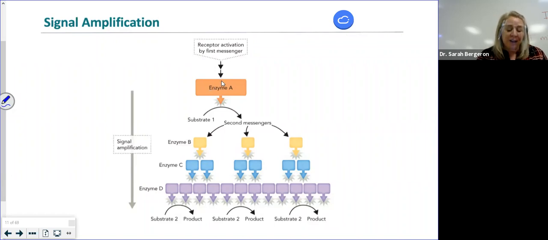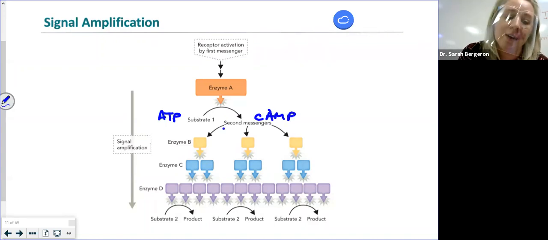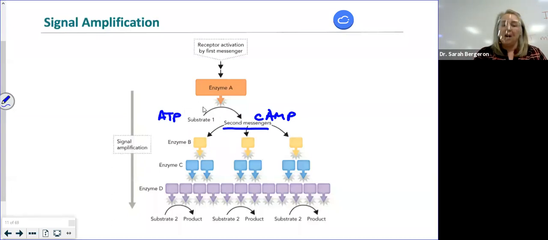It is going to activate an enzyme. So this enzyme is going to have typically kinase activity. And it's going to change, for example, GTP or ATP into cyclic AMP, right? So that cyclic AMP is our second messenger. Our second messenger is then going to go and have an effect on downstream signaling targets, right? And so it cascades this way.